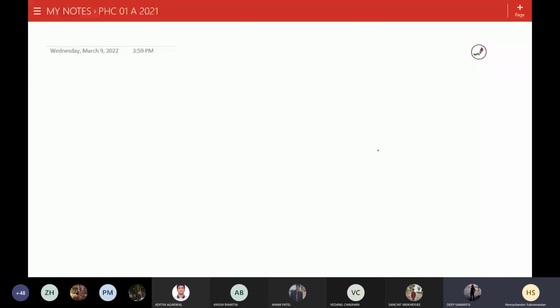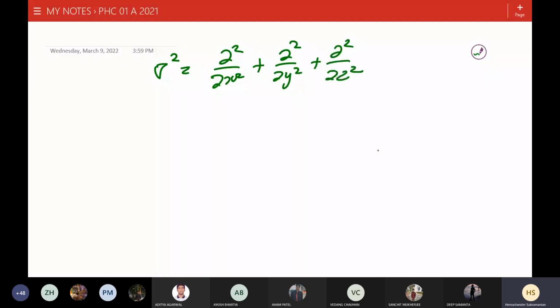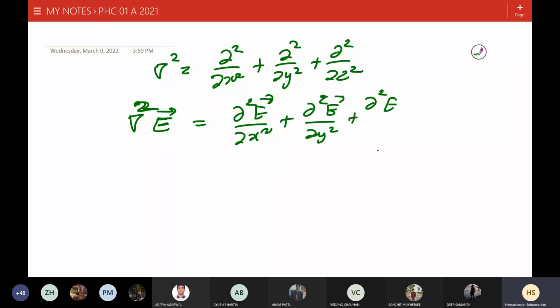Okay. So how does del square work? Del square is dou square by dou x square plus dou square by dou y square plus dou square by dou z square. So del square E is dou square E by dou x square plus dou square E by dou y square plus dou square E by dou z square, right? Components Ex, Ey, Ez.